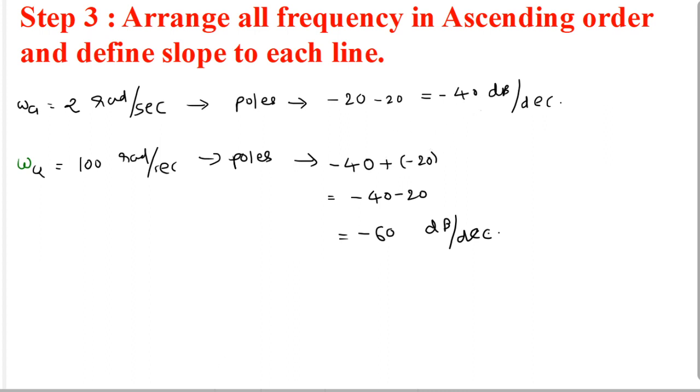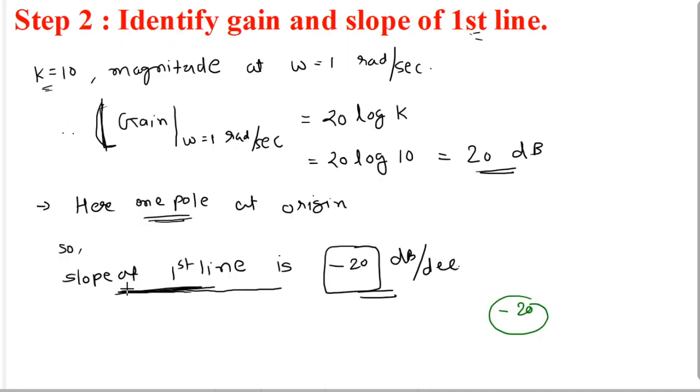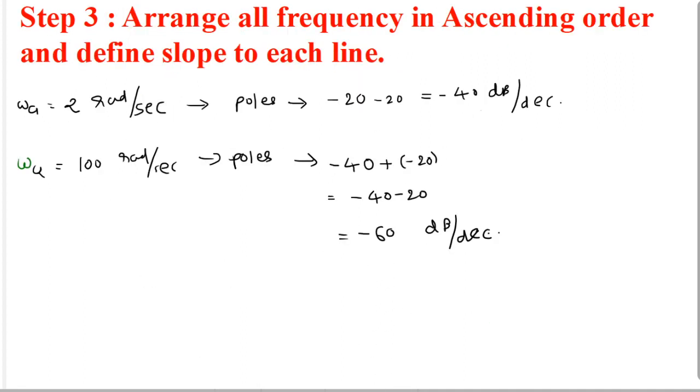Here the slope of the first line is minus 20. Now there is one pole at corner frequency 2 radian per second, so I am adding minus 20 to this value: minus 20 minus 20 is minus 40 decibel per decade. Now at the other corner frequency 100, to this value minus 40 I am adding minus 20 again, because it is another pole. So minus 40 minus 20 is minus 60 decibel per decade.